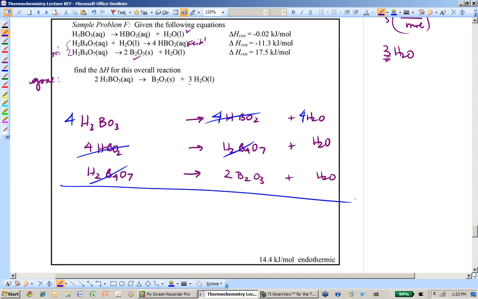And now do I have at least the players where they belong? H3BO3, yes, and that's all that's on the left. B2O3 and H2O is all that's on the right. I realize my quantities aren't good, but let me clean this up and then I can deal with my quantities, because I think you can already see what's going on here. Our mess is doubled.